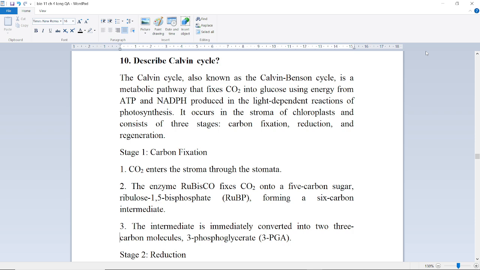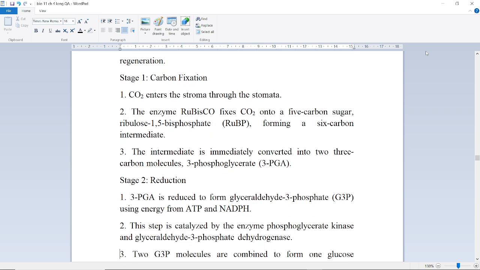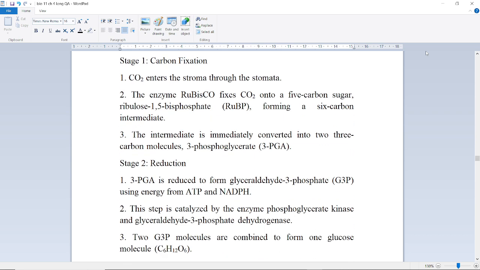from ATP and NADPH produced in the light-dependent reaction of photosynthesis. It occurs in the stroma of the chloroplast and consists of three stages. First stage is carbon fixation. CO2 enters the stroma through stomata. The enzyme Rubisco fixes CO2 into a 5-carbon sugar, RuBP, forming a 6-carbon intermediate. The intermediate is immediately converted into two 3-carbon molecules, 3-PGA.